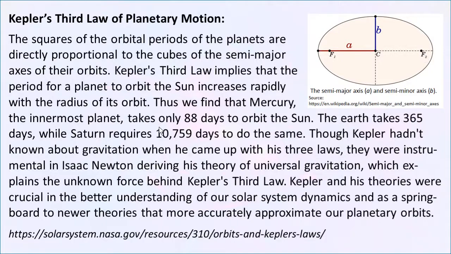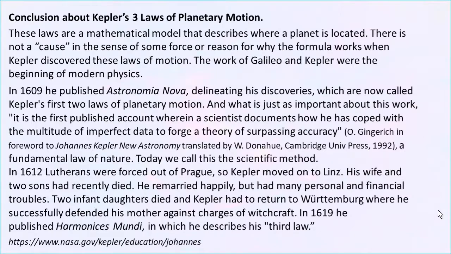So anyway, Newton comes along later, 75 to 100 years later, and figures out some more things, laws of gravitation, and part of his ability to do that was to build upon what Kepler had discovered. So Kepler and his theories were crucial in the better understanding of our solar system dynamics and as a springboard to newer theories that more accurately approximate our planetary orbits. Okay, I think that's it. Yeah, just some conclusions about Kepler's laws of motion.